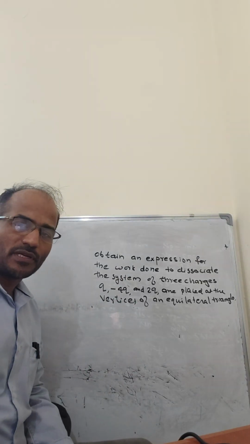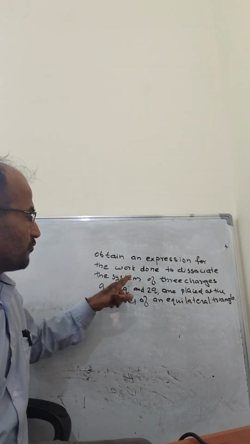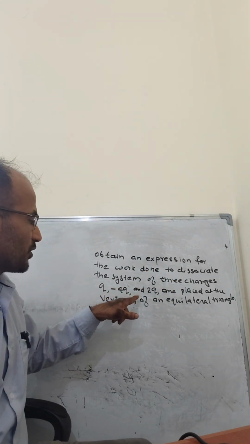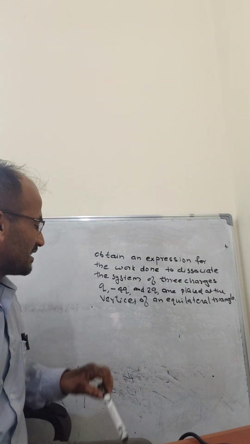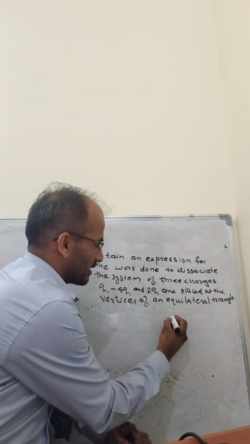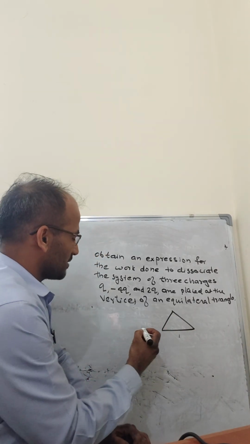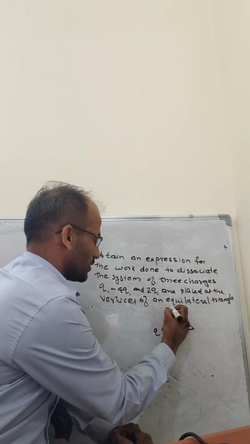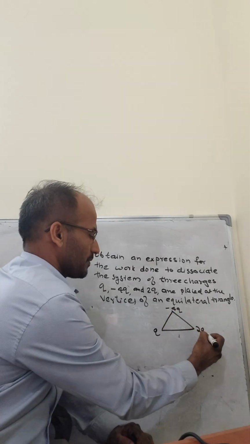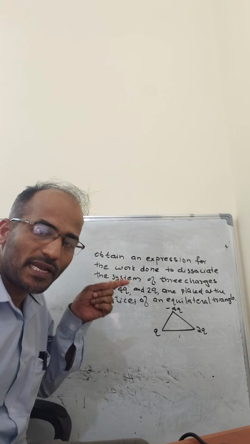Today's physics question paper, CBSE 12th grade. Obtain an expression for the work done to dissociate the system of three charges q, minus 4q and 2q placed at the vertices of an equilateral triangle. So you have an equilateral triangle and the system is formed like this: q, minus 4q and 2q. To dissociate the system, how much energy is to be supplied to the system?